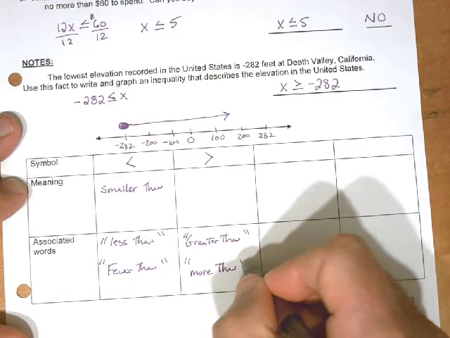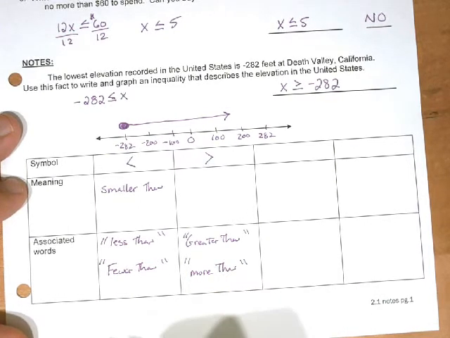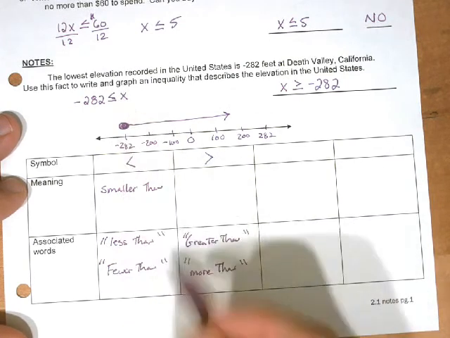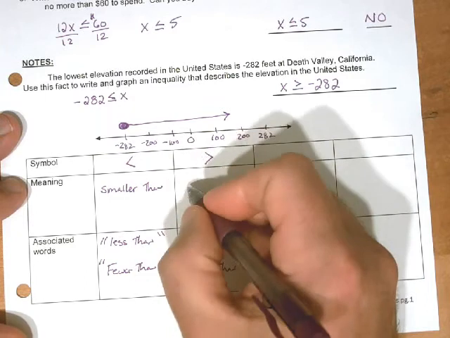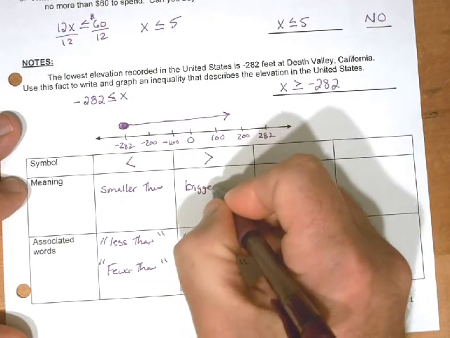Another one is more than. These are very important words to reference, especially when you are going into your story problems like we had up here. And I'll reference them here in just a second. And basically the meaning of this is it is bigger than.